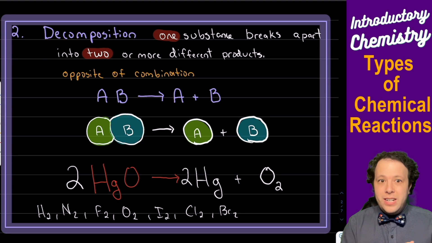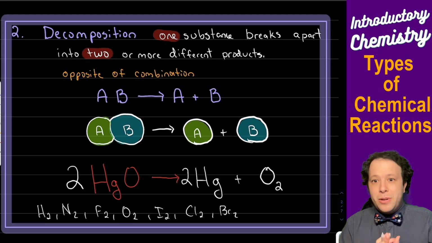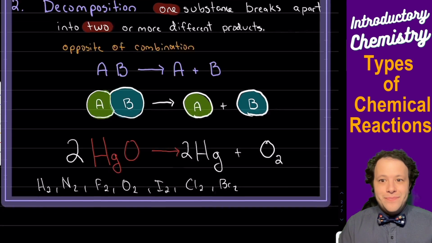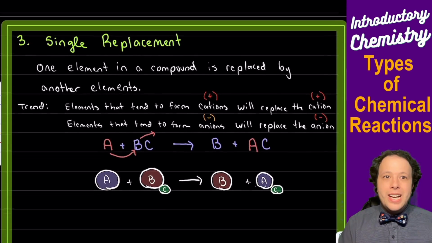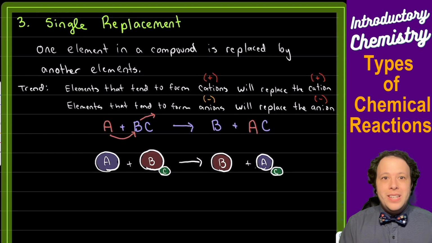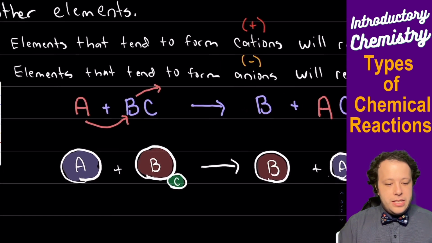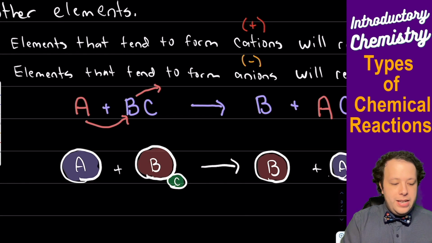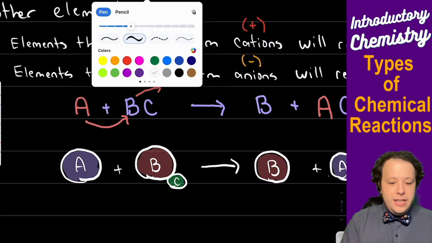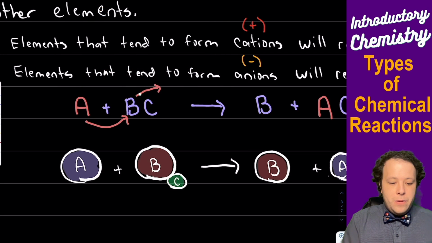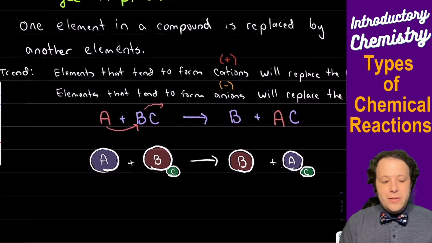We broke down mercury oxide, and then we made mercury and oxygen gas as a result. The next type is when we're looking at a single replacement reaction. So this is when one element in a compound is going to be replaced by another element. The way that I showcased this was we have A as an element, and that's going to be coming in and replacing our B in this case. So when that happens, A is coming in, it's going to replace B, and then B is going to go away. So this is a single replacement.